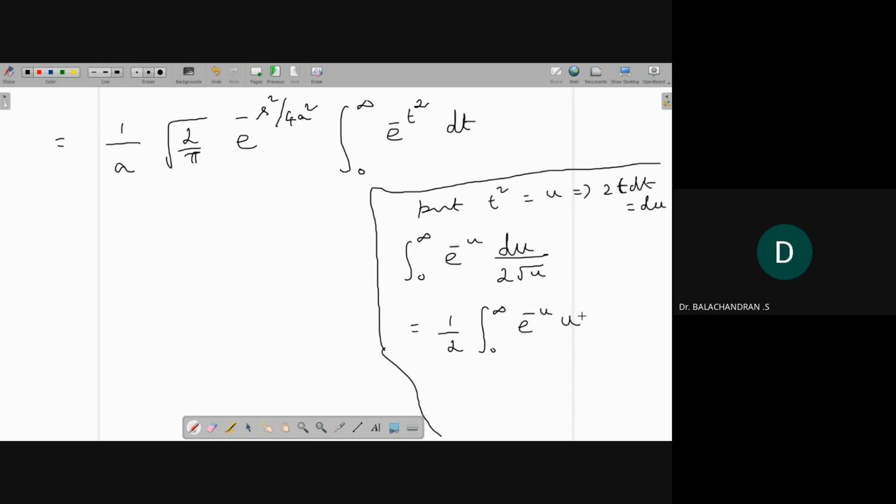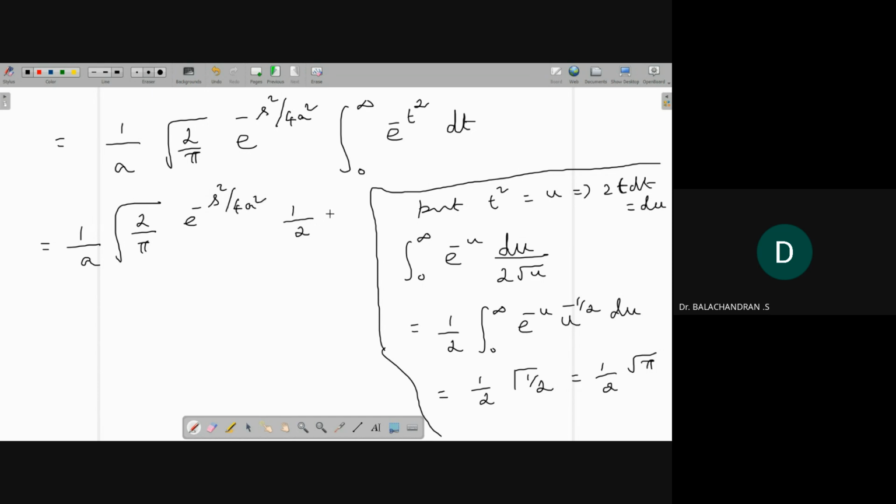So now this integral is equal to 1 by 2 integral 0 to infinity e power minus u into u power minus half du. Again, by definition of gamma function, this is nothing but gamma of half, which is root pi. So the value of this integral is 1 by 2 into root pi. So 1 by a into root 2 by pi into e power minus s square by 4a square into 1 by 2 into root pi. So root pi gets cancelled.